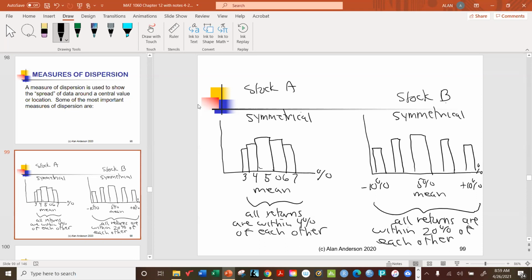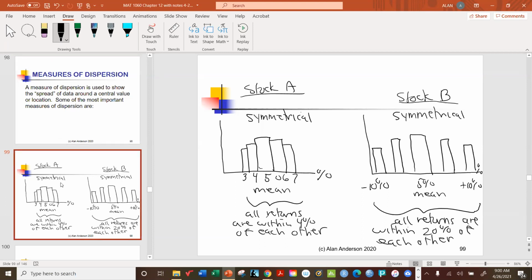And yet, in spite of the fact that they have the same mean and they are both symmetrical, or they're supposed to be based on my clumsy drawing, what's different about them? There's still something very important that's very different between the two stocks. And what would that be? Well, the returns in the stock on the right, stock B, are very far spread out, whereas the one on the left, stock A, these are awfully close to each other. So is that important to an investor? The answer is yes, very much so.